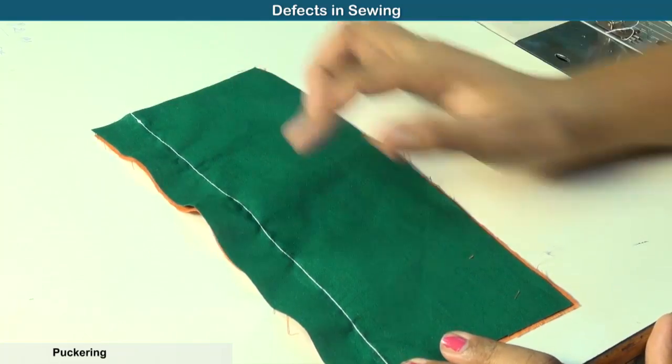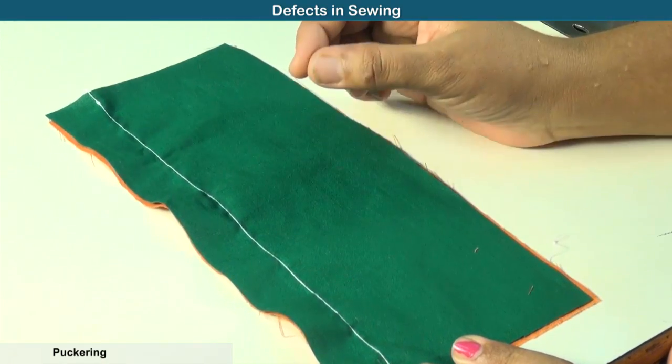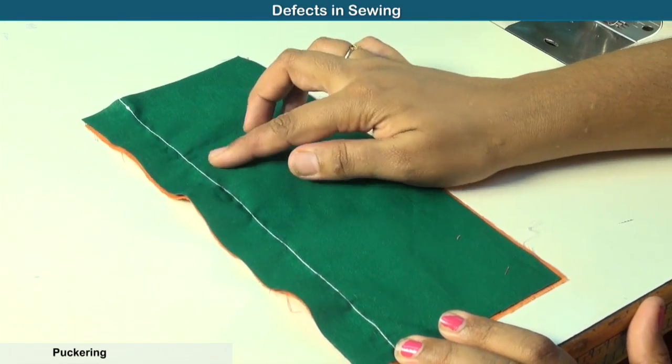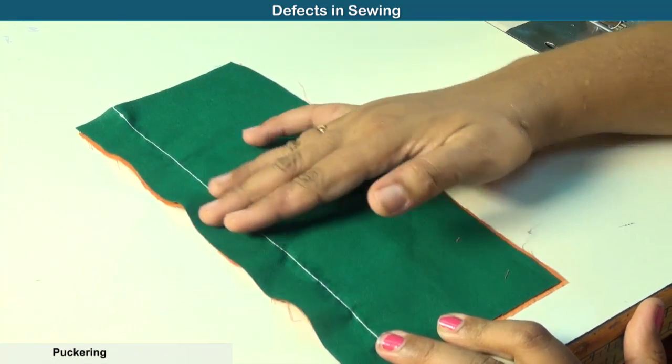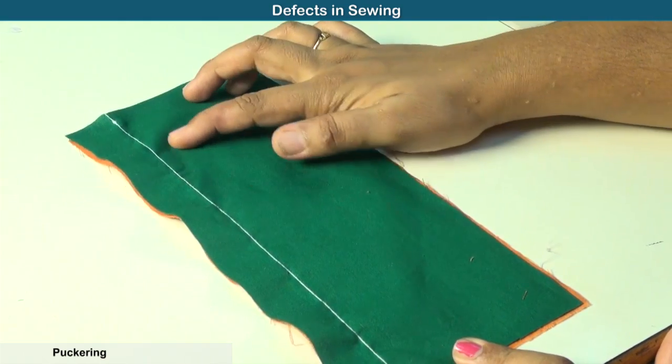As for puckering, if the tension is not correct we'll get this effect. If the needle is too thick also we'll get this. The stitch is not flat, you can see the wavy effect. So this is known as puckering stitch.